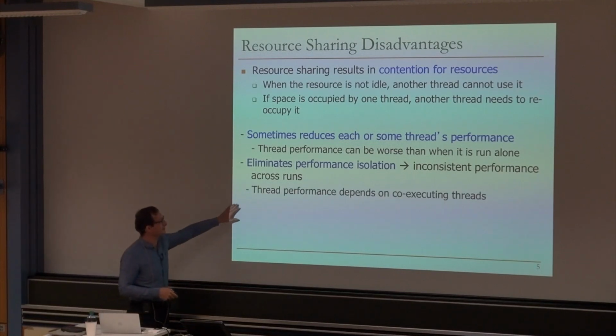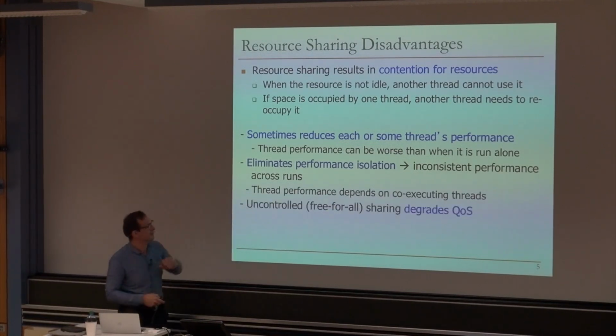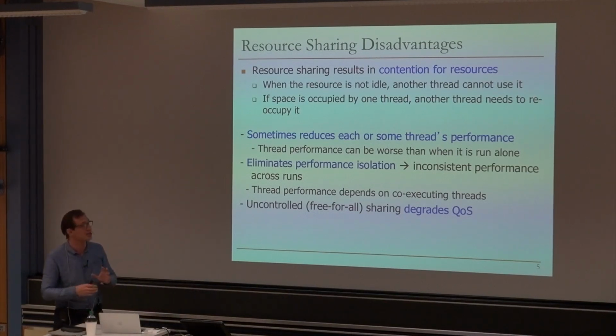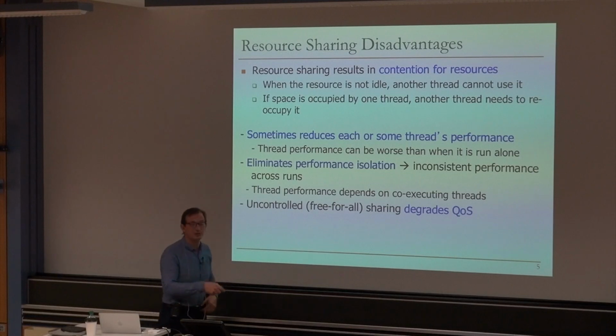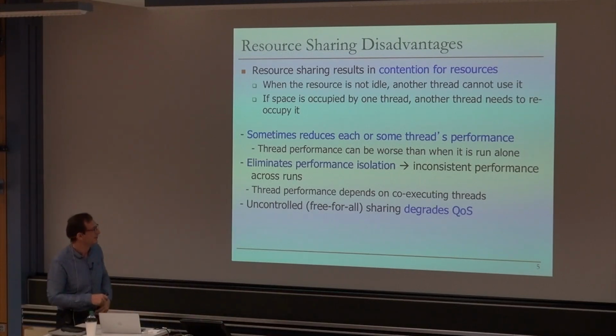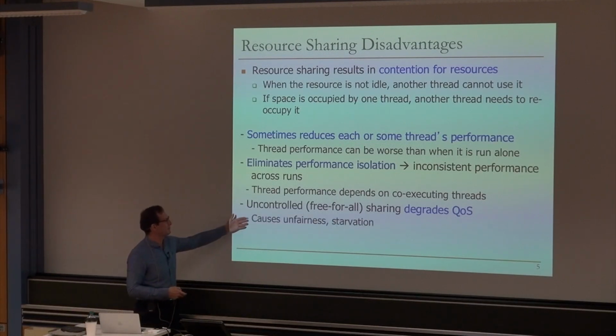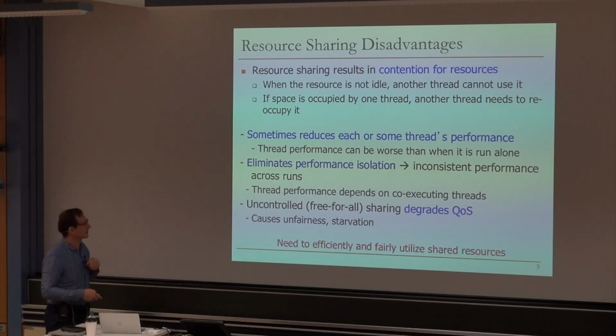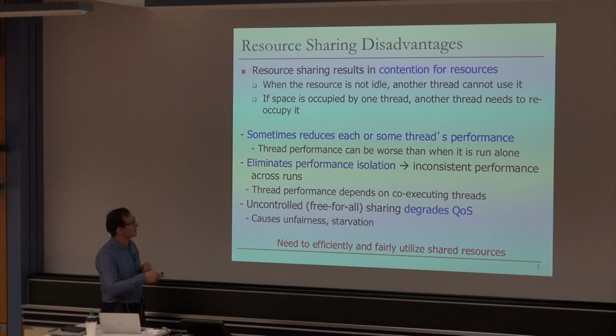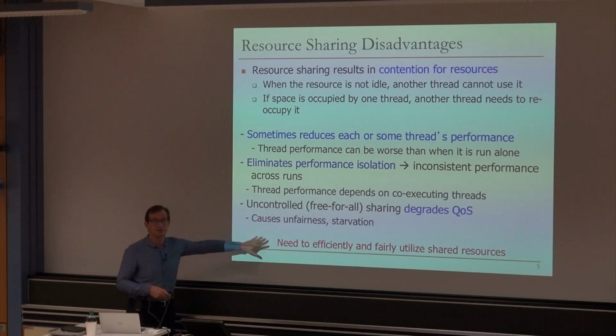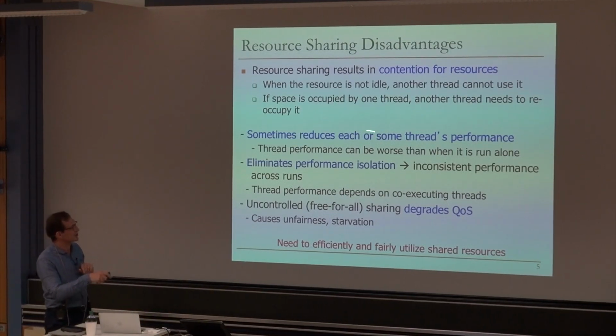Okay, so basically thread performance depends on co-executing threads, and if you don't control this sharing somehow, the quality of service you get degrades. And this is a problem in real life, as we just discussed. This is a problem in hardware also. This uncontrolled sharing causes unfairness and starvation, which may not be good. So we want resource sharing, actually. Resource sharing is nice because of the reasons that we discussed. You get efficient utilization. But we need to find a way to efficiently and fairly utilize these shared resources while avoiding as much as possible these three things.